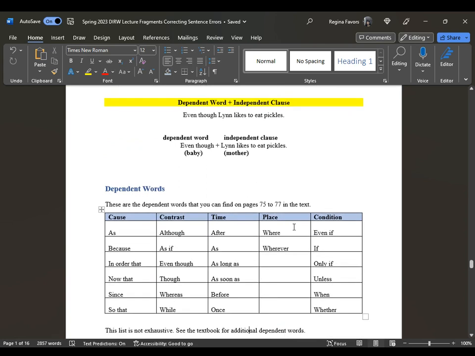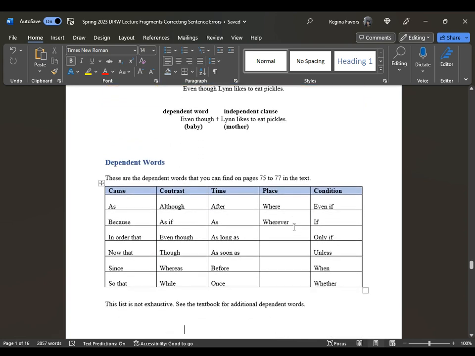So these are examples of dependent words. So you did very well on those quizzes when it came to this. I thought you took to this very quickly.